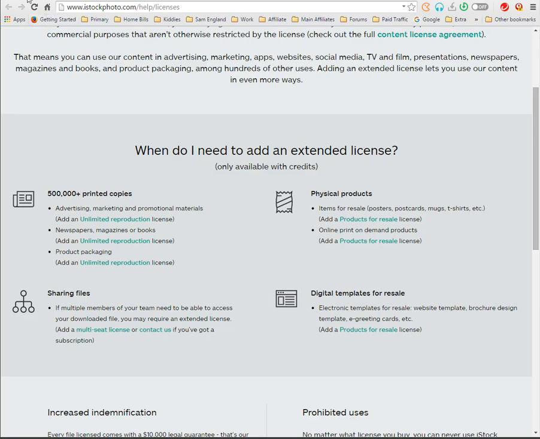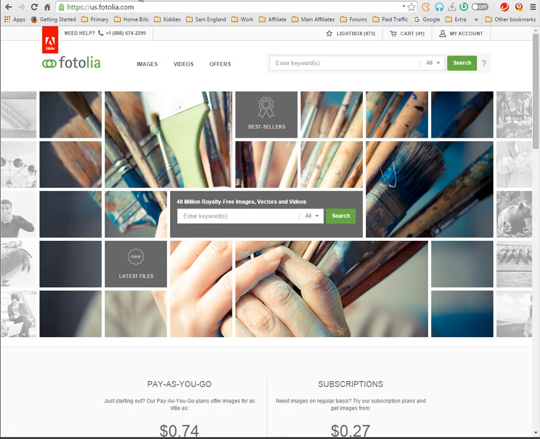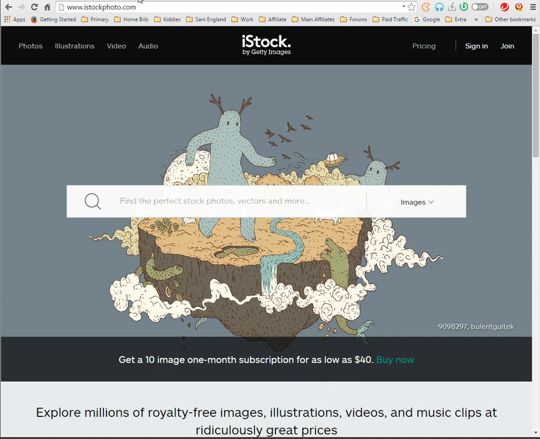Which is the reason why Fotolia and iStock Photo are off limits to any particular book I'm working on. I will not buy their photos for my books unless I've purchased an extended license. Now on a book cover, I can justify the extended license. And sometimes it's $40, sometimes it's $60, sometimes it's $200. But I can justify that for a book cover.